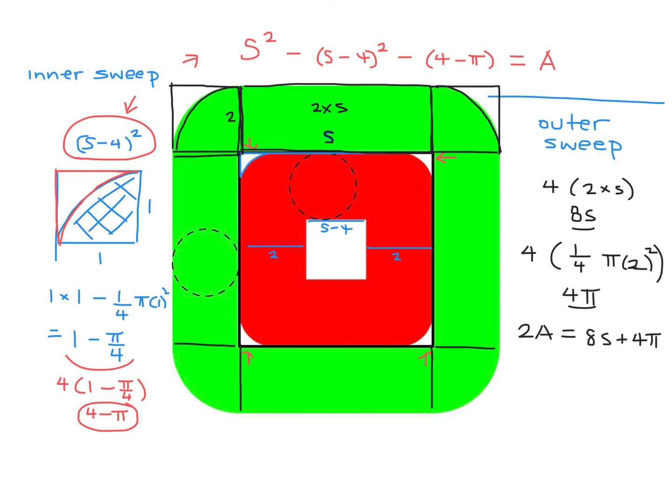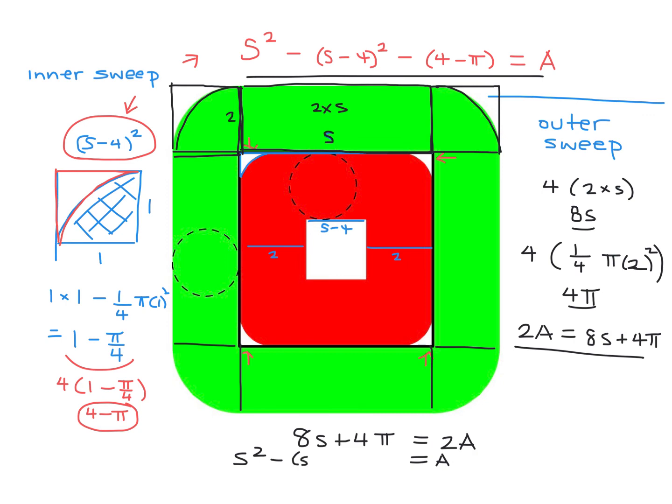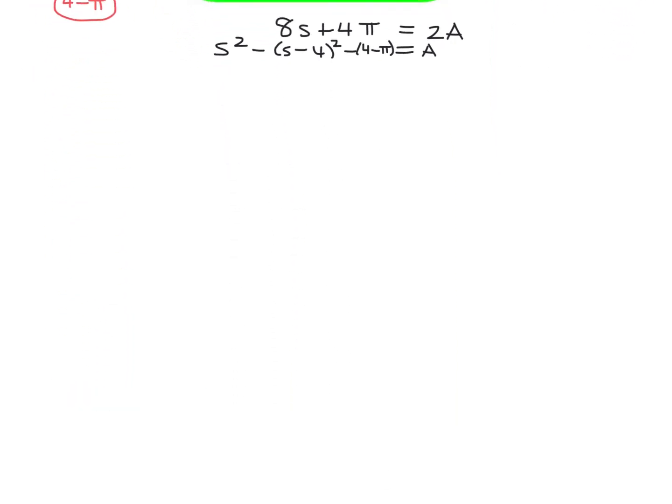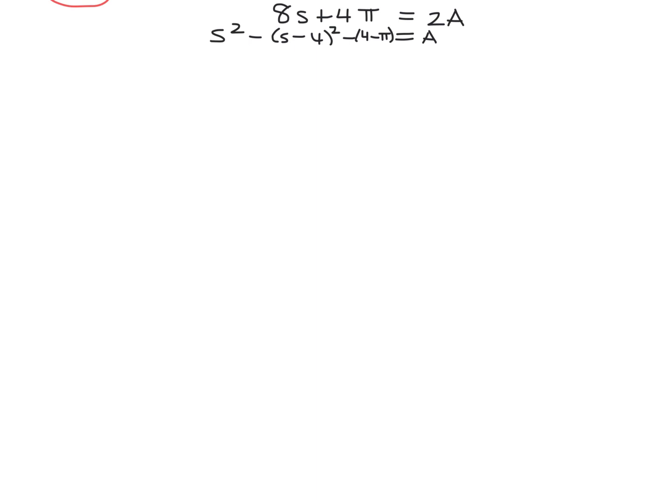And that's it. So now we've got a, we've got 2a, and we can equate them. So here we go. 8s plus 4 pi is equal to 2a, and a is equal to s squared minus s minus 4 squared minus 4 minus pi. Okay, so this should be fairly straightforward to calculate. Now we just have to do this algebra here.